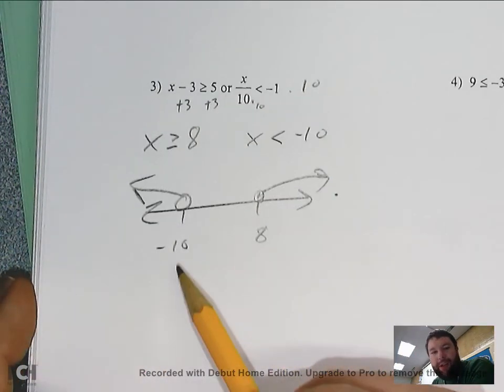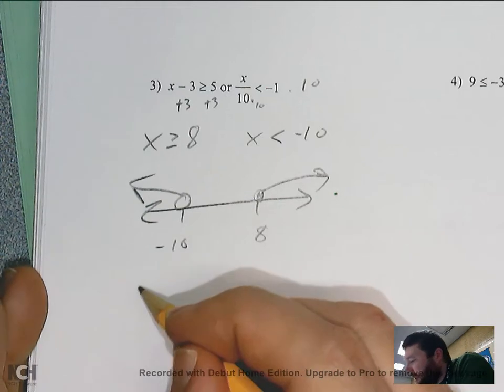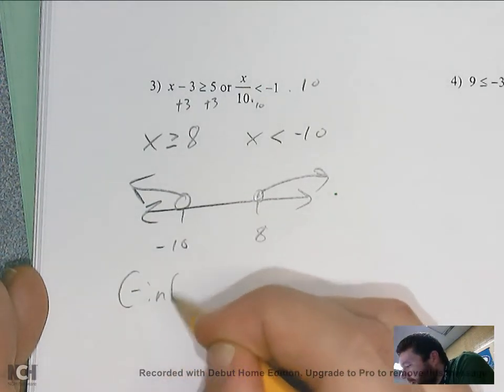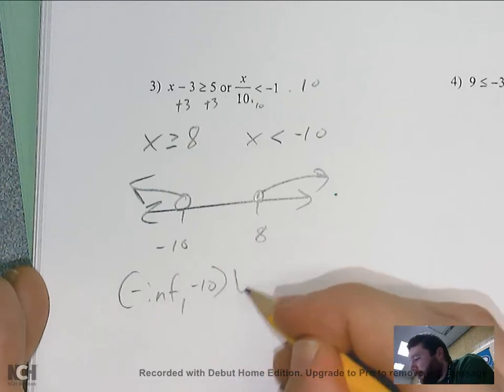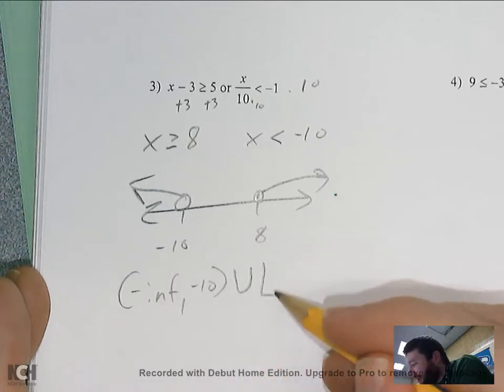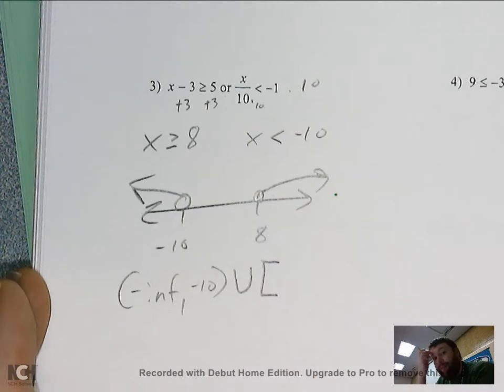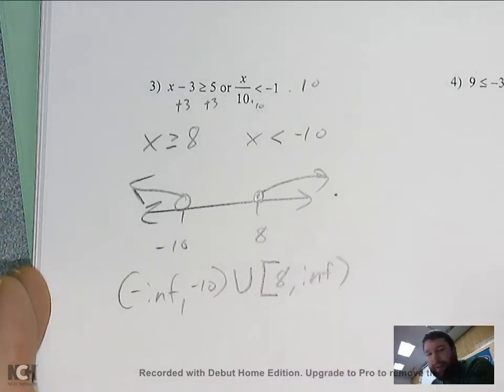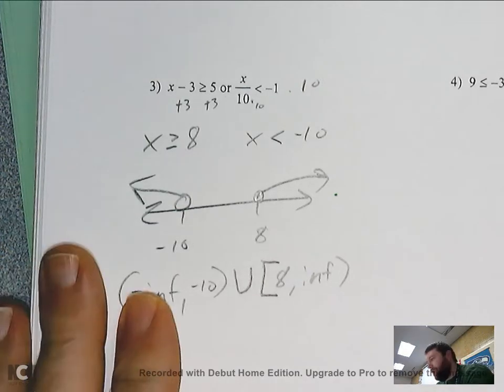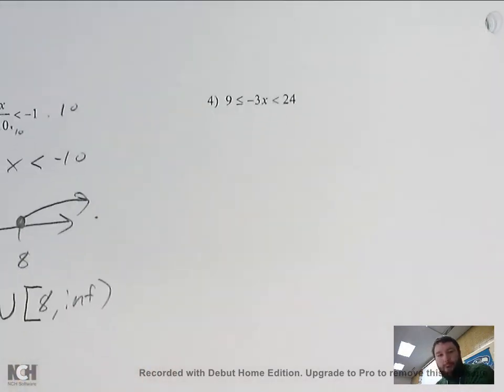And then your interval notation, same idea as the last problem. It would be negative infinity and negative 10 in parentheses, and then a capital U, and then a bracket, because it's a closed circle, right? Bracket 8 and then infinity parenthesis. Okay, not too bad so far. Do one more one-stepper here.